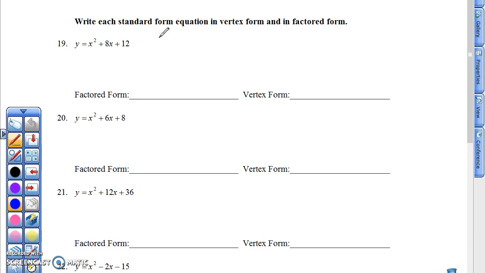Well, we just practiced factoring, so that form goes fairly well for us. Factors of 12 that sum up to 8, well, that is 2 and 6. Since I want them in equation form, you need to have a y equals, and this would be x plus 2 times x plus 6. Vertex form, we find vertex form really by completing the square.